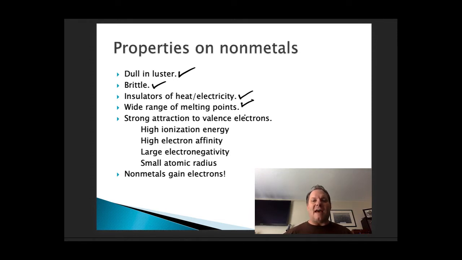These nonmetals have a strong attraction to their valence electrons. So that ramification is it takes a lot of energy to remove an electron from a nonmetal. If you give an electron to a nonmetal, it's tough to remove that away. Again, they have a large electronegativity, meaning they have a strong attraction for electrons. They have a small atomic radius. Why? Because they hold their electrons very tightly, the atom gets small. So nonmetals like to gain electrons.